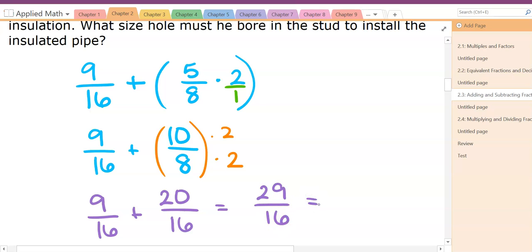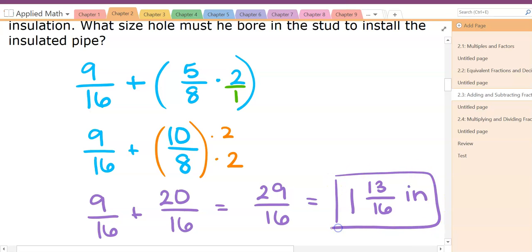What would that be as a mixed number? How many times can 16 go into 29? Once, and 13 would be your remainder, so 1 and 13 over 16. The label would be inches, so that's how big of a hole he needs to drill in order to thread this through.